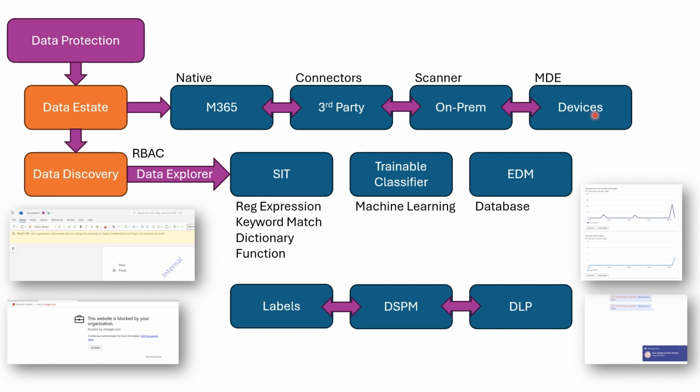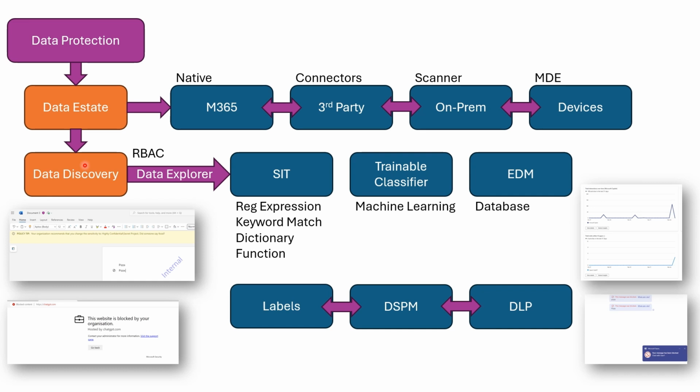Now, like I said, this is how I want you to think about it. The data estate. Where is our data stored and how can that be managed moving forward? The next step is data discovery, right? What type of data are we handling? What type of data are we managing? What type of data are we protecting?